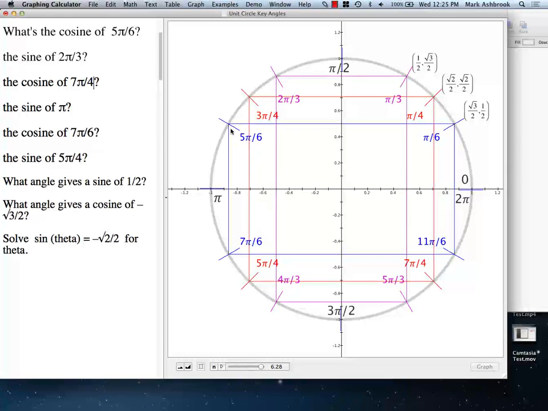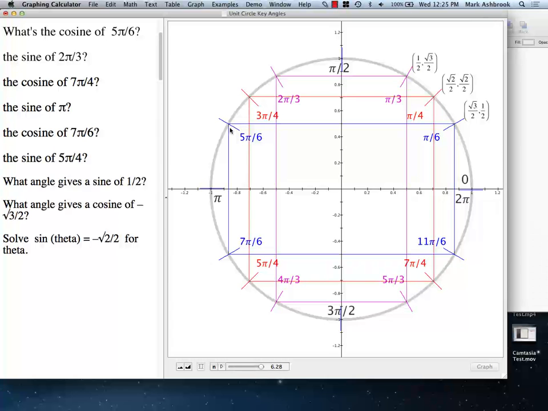Let's see how we did. Cosine of 5 pi over 6. Yoslin, where's Yoslin? Cosine of 5 pi over 6, what do you think? Positive 1/2. She wants cosine to be positive 1/2 there. Angelica, what do you think?